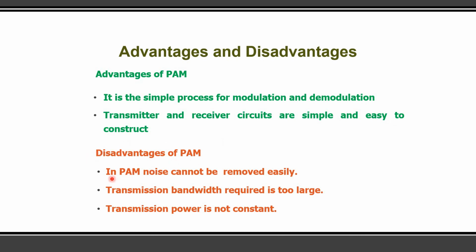Disadvantages of PAM: In PAM, noise cannot be removed easily because we are performing amplitude variation, so we are unable to separate whether the amplitude variation is because of noise or the message. The transmission bandwidth requirement is too large compared with analog modulation techniques. The transmission power is not constant because we are performing amplitude modulation, so each and every pulse's amplitude will be varied based upon the message signal.